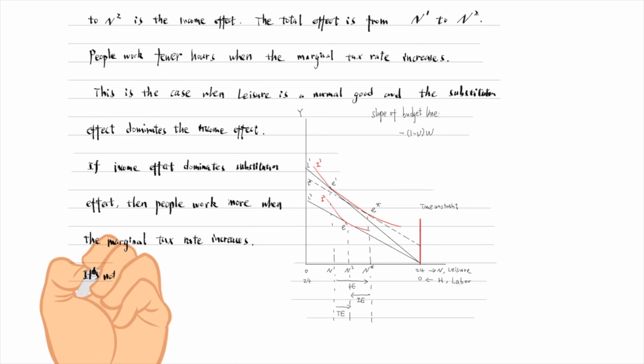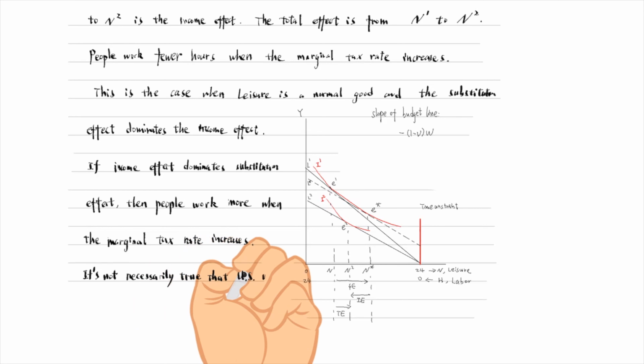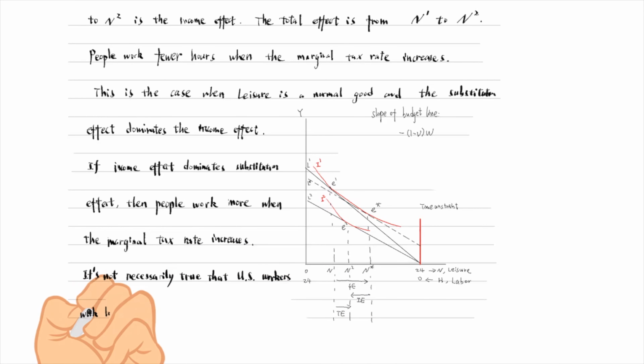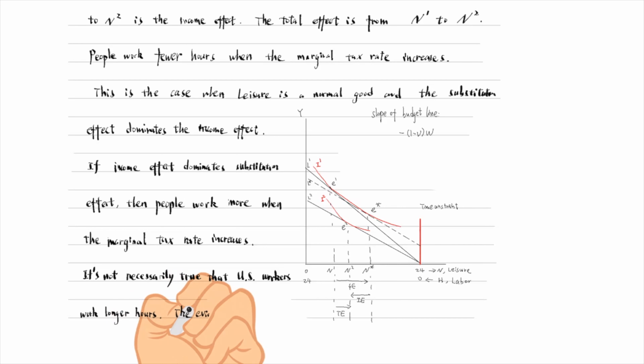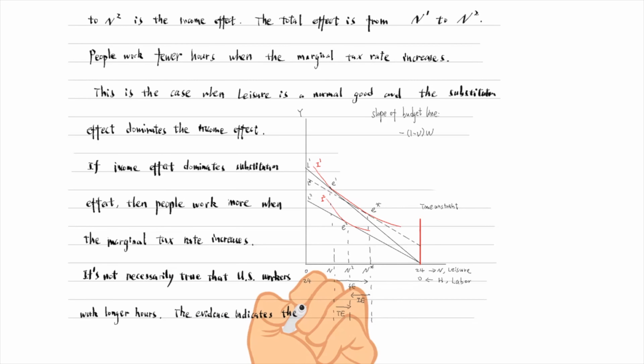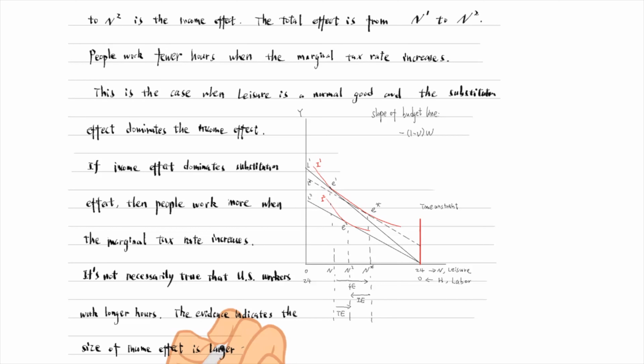It is not necessarily true that US workers with a higher tax rate work longer hours. The evidence that they work longer hours indicates the size of the income effect is larger than the size of the substitution effect.